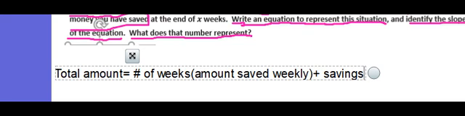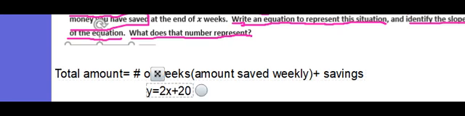The total amount in her savings is equal to the number of weeks she saved times the amount she saves weekly plus her savings. What does that equation look like with all of the things we've annotated? That equation looks like y equals 2 times some variable x plus 20. Second question in the problem. Identify the slope of the equation. What's the slope of the equation?